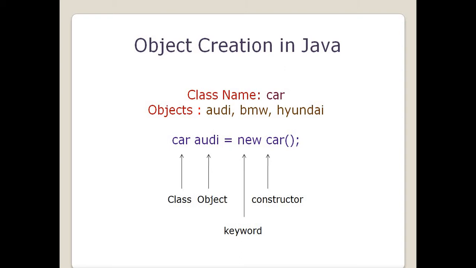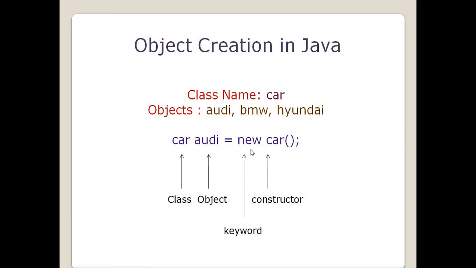Now if we want to create an object Audi of the class car, then we will have to perform three steps. First is the declaration. If we wanted to declare an integer variable, then we would write int a semicolon. Similarly, we will have to write car Audi. This part is called the declaration, where car, that is the class name, is used as a data type before the object name. The second step is called the instantiation.